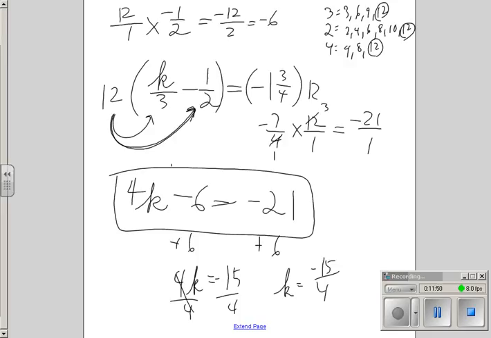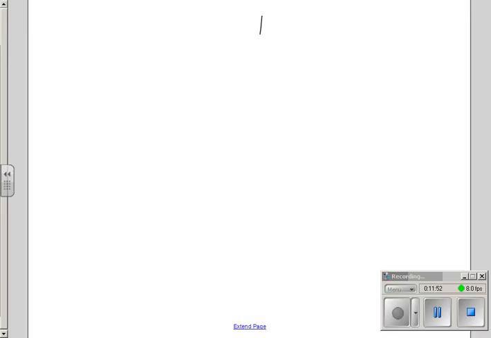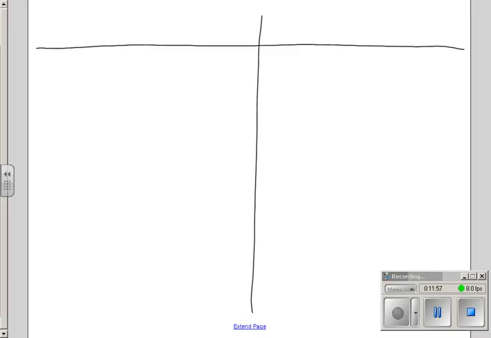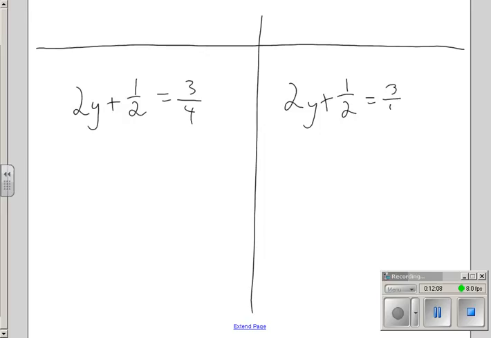So what I'm going to try to do now, right with you right now, is try to show you. And what we're going to do is we're going to try two methods. We're going to take the same problem, the first one, 2y plus a half equals 3/4. And we're going to do it on both sides, 2y plus a half equals 3/4. What I would like you to do is this way, I want you to do it the standard method, which is going to be constant first, and work it from there.